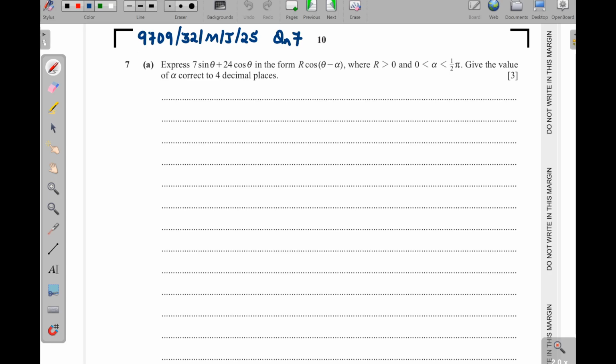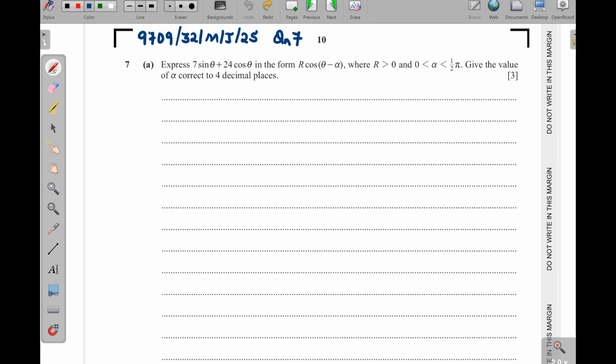Question 7 is coming from trigonometry. Express 7 sine theta plus 24 cos theta in the form r cos(theta minus alpha), where r is greater than 0 and alpha is ranging from 0 to pi over 2. That is the first quadrant. Give the value of alpha correct to 4 decimal places.